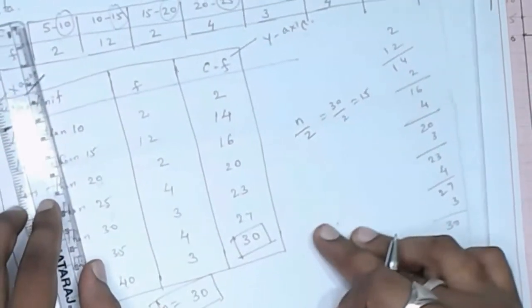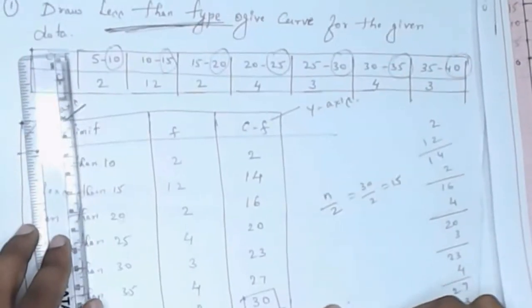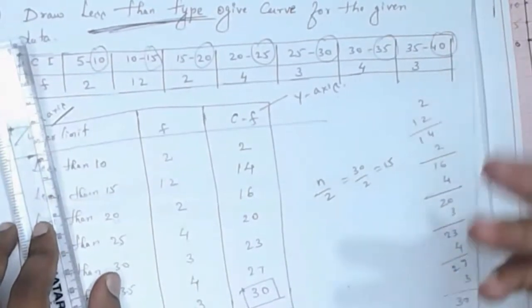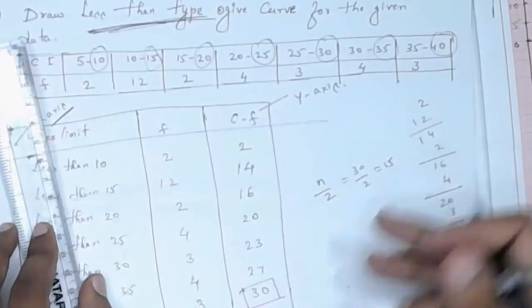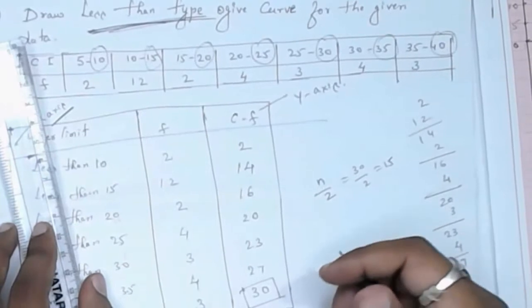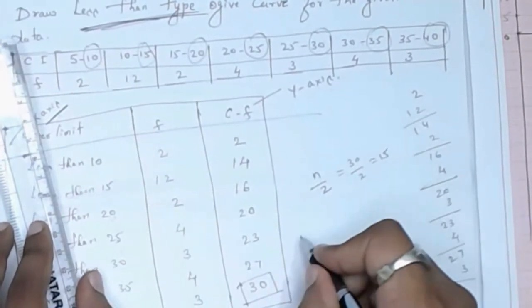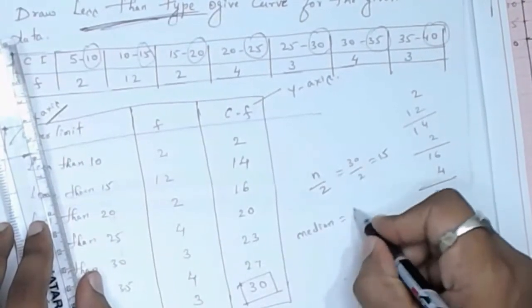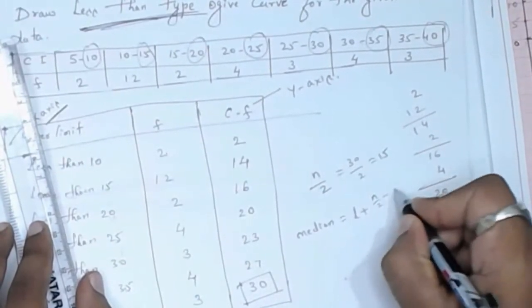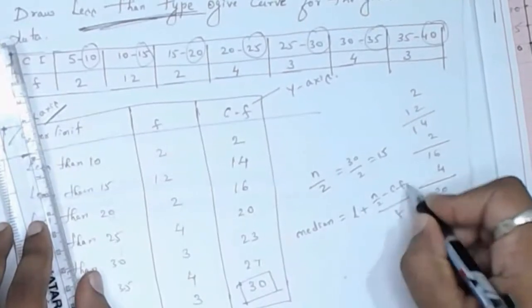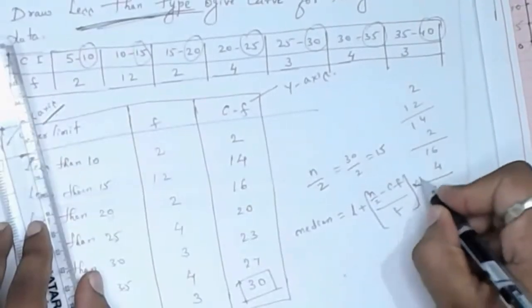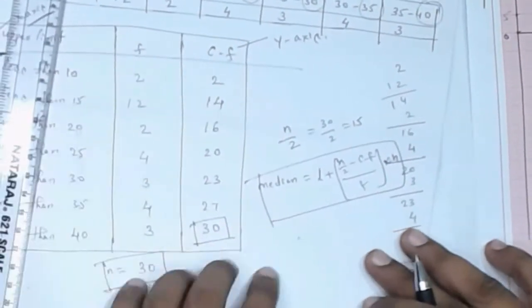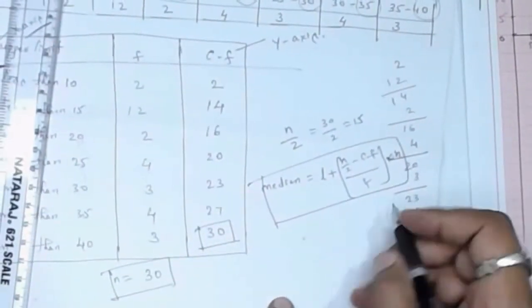Sometimes they will also ask to cross verify by your formula method, meaning to check whether the answer you have got is right or wrong. In this problem they have not asked, I am just telling you. At that time, what you have to do is just write the formula of median. What is the formula of median? Median equals L plus n by 2 minus cumulative frequency by frequency into h, right?